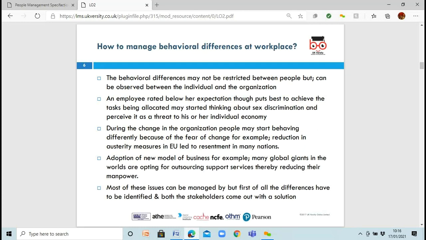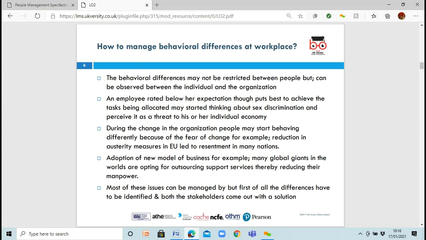So how can we manage behavioral differences at the workplace? Well, behavioral differences can be not only between people, but also between the individual and the organization. An example of this could be an employee who's rated below her expectations, and she might not feel that it's because of her work. She might think that she's being sexually discriminated against. So she's feeling that she's being treated unfairly and that it is a threat to her own individual economy.